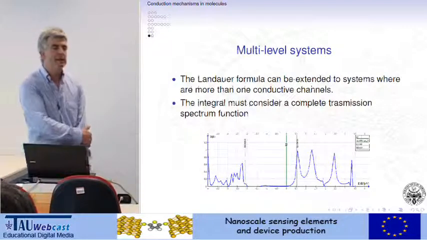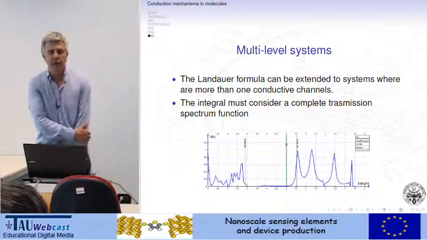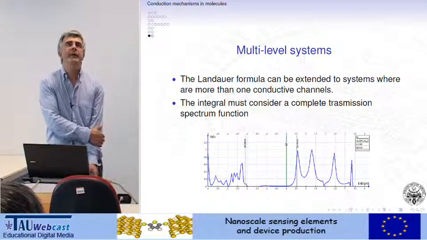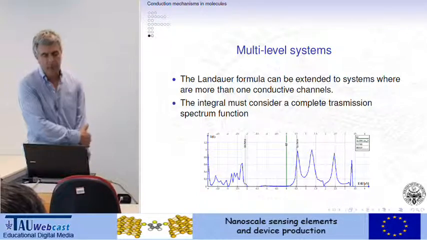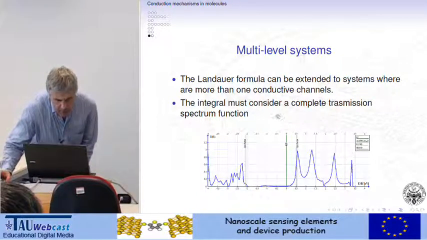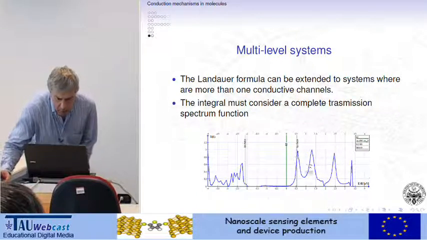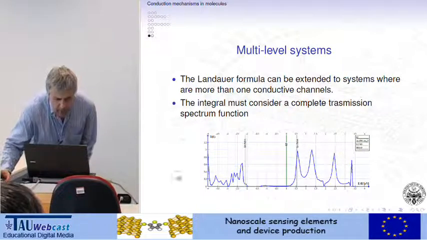is multi-level systems. It's clear that molecules generally are not defined only by one level. We know that generally a molecule can be described by more than one. So here you see that many LUMO levels are in the molecule. You see that here you have the first one, another one, another one.